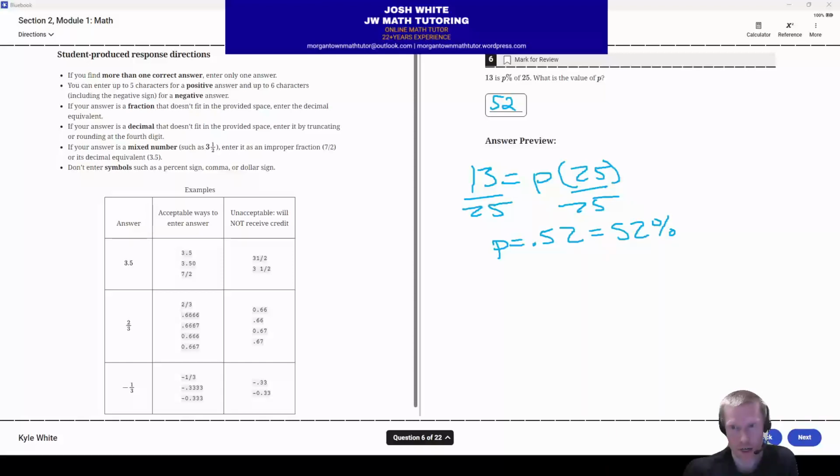So if you want to think about it that way, it's fine. Or if you think about it, okay, 13 out of 25, you get 13 questions correct out of 25 total on a test. What percentage is that? That's really what it's asking for. But regardless of how you think about it or set it up, the correct answer that you plug in is 52.